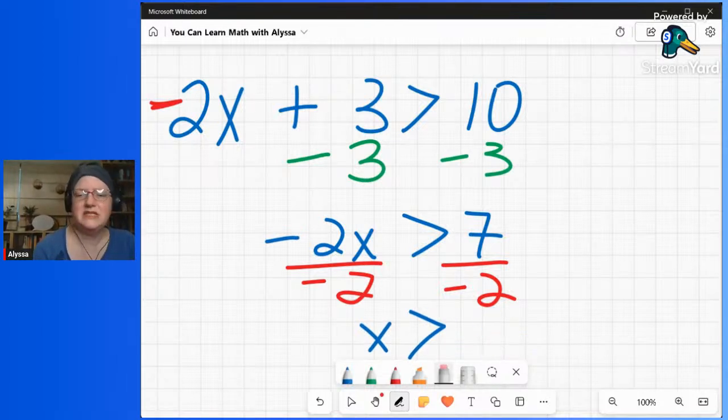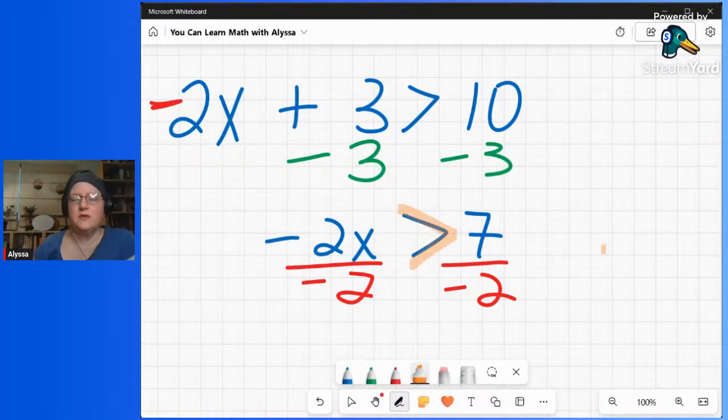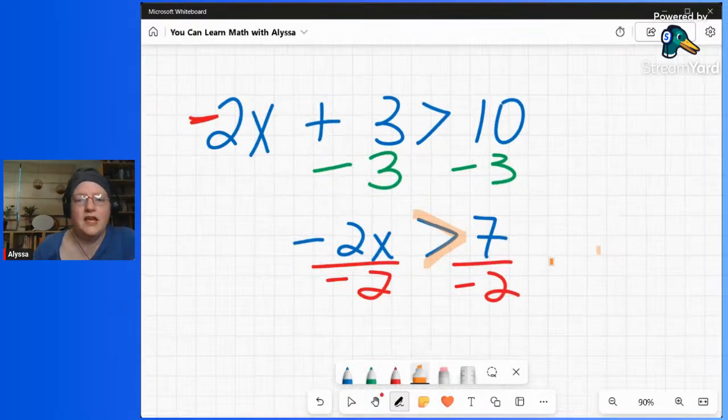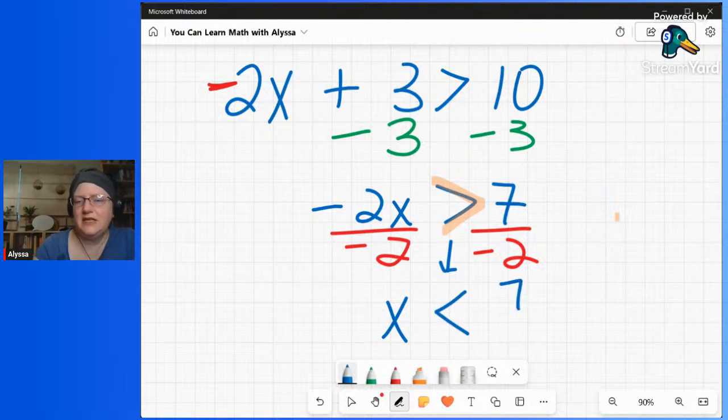Oh no, what happened? What happened is anytime you multiply or divide by a negative when there is an inequality in the mix, a greater than, a less than, a greater than or equal to, a less than or equal to, you have to flip the sign. No ifs, ands, or buts. This sign right here, you have to flip it. If you do not flip it, it will be wrong.